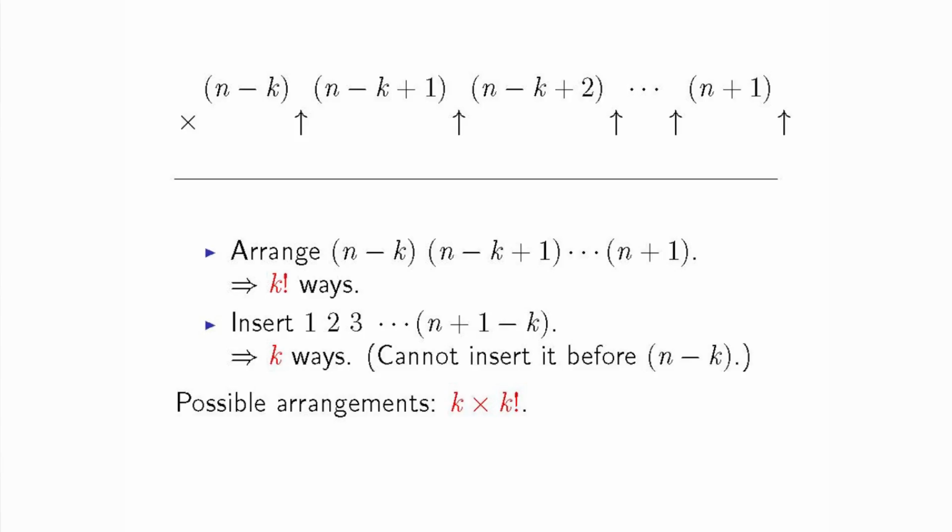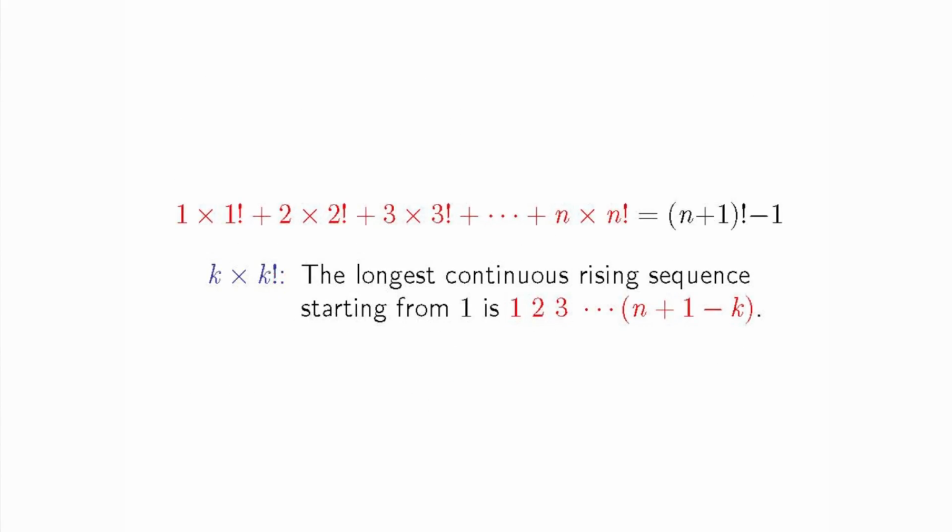Then we want to insert 1 to n plus 1 minus k back, but we don't want to put it before n minus k, or else the longest sequence will be 1 to n minus k. So we have only k possible ways to insert it back. So the possible number of arrangements is k times k factorial. Therefore, the left-hand side is all the cases of possible rising sequence from 1, excluding 1 to n plus 1.